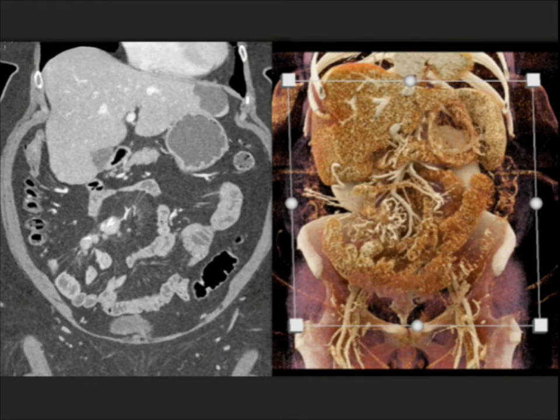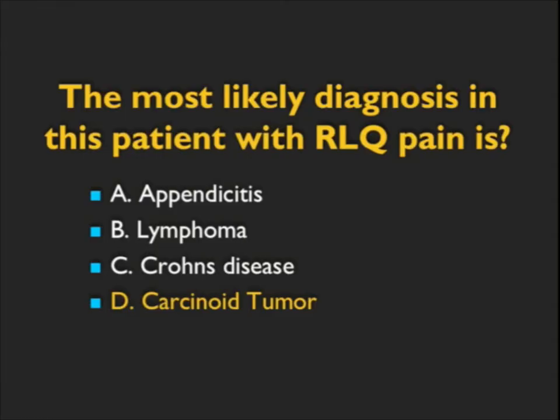This is not appendicitis and it's not lymphoma. Lymphoma does not have calcified masses unless the patient has had radiation therapy. It's not Crohn's disease. This is a really nice example of a carcinoid tumor with desmoplastic reaction. About 70% of the time, the masses from carcinoid do indeed calcify, and this is just a good example of that finding.